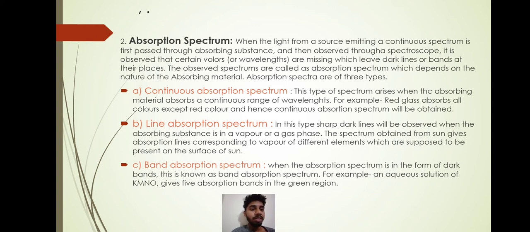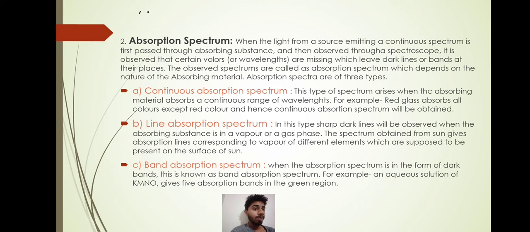It is divided into three types: continuous absorption spectrum, line absorption spectrum, and band absorption spectrum. Continuous absorption spectrum: this type of spectrum arises when the absorbing material absorbs a continuous range of wavelengths. When the spectrum absorbs a continuous range of wavelengths, it is called a continuous spectrum.